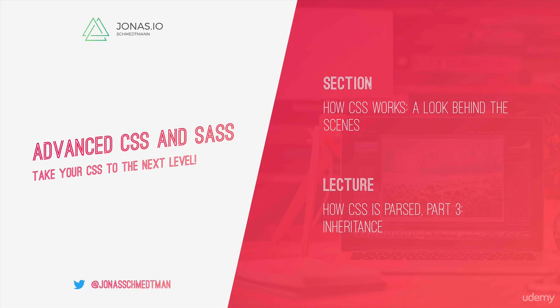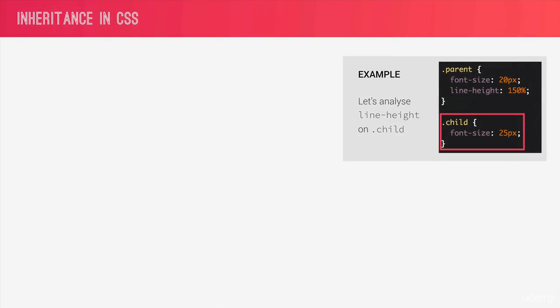Well, I wanted to do this in 1 or 2 lectures, but I actually need a part 3 to explain how CSS is parsed. And so this lecture is about inheritance, that we touched upon briefly before, but now we're ready to really dive in. So, inheritance is a way of propagating property values from parent elements to their children. Once more, we have a very simple example here.